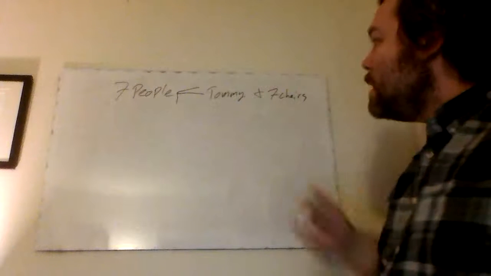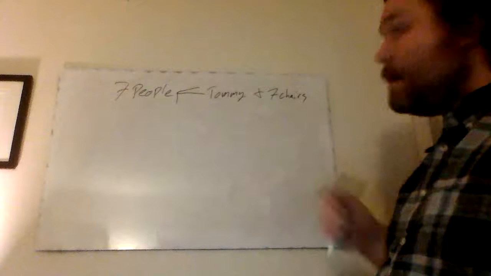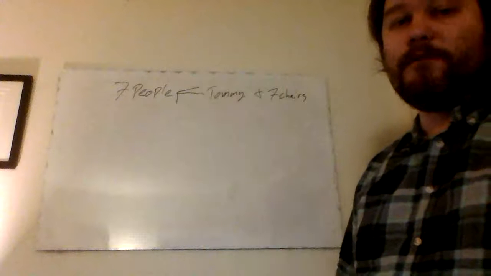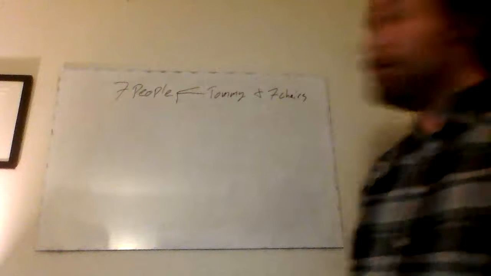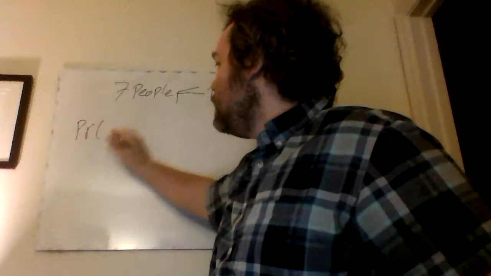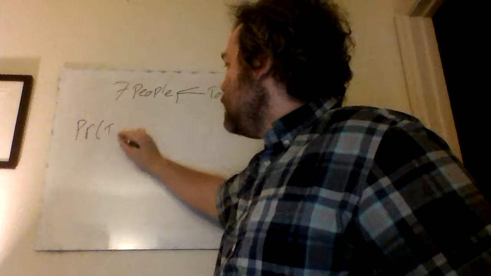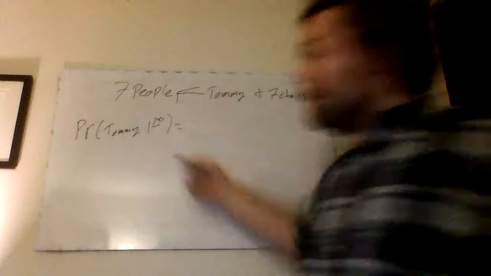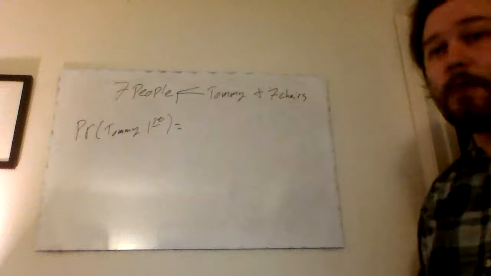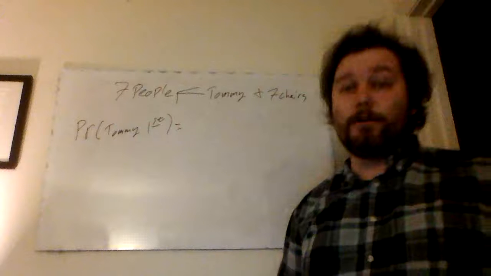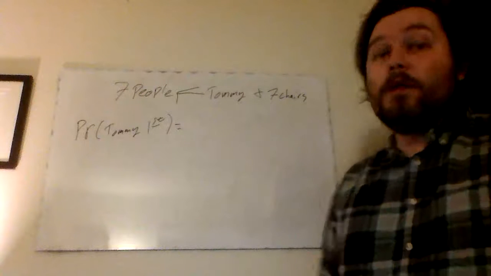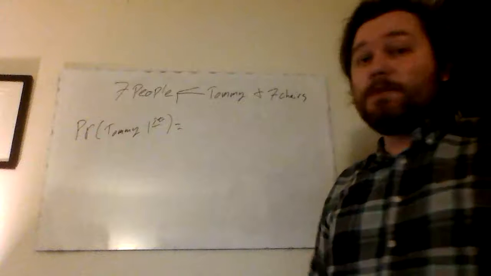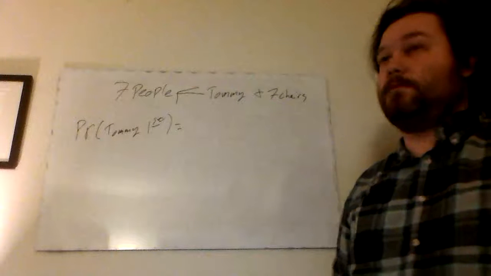Now, what if you're asked for the probability of Tommy being able to sit first, or in the first chair? So if we're looking for the probability of Tommy is first, well, instinctually you know that order must matter. If order matters, we know we can't do combinations.